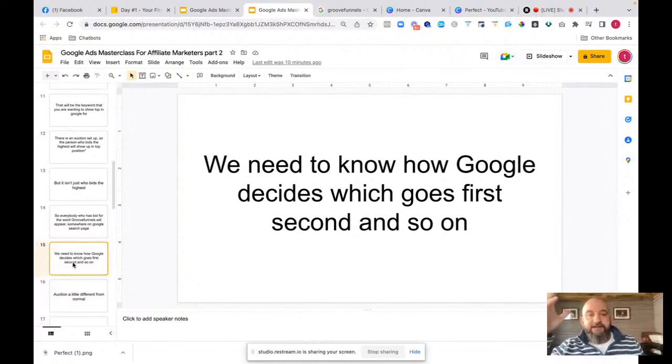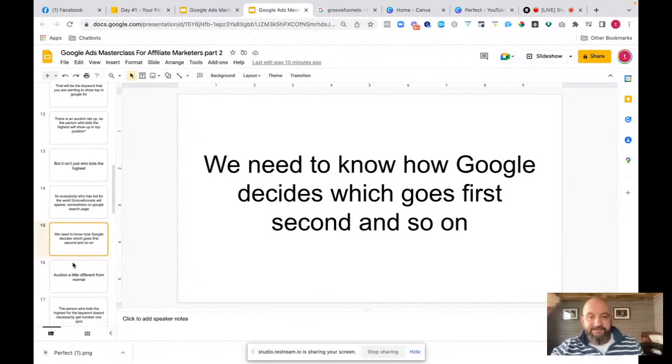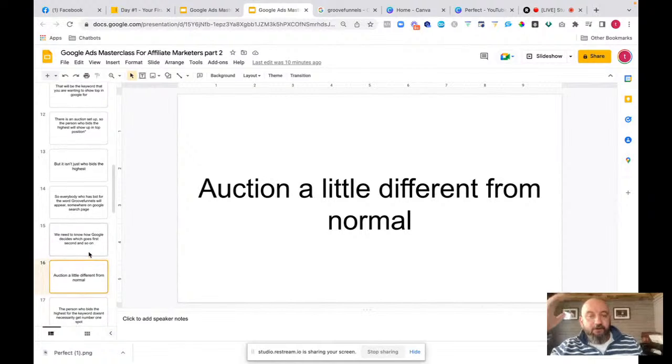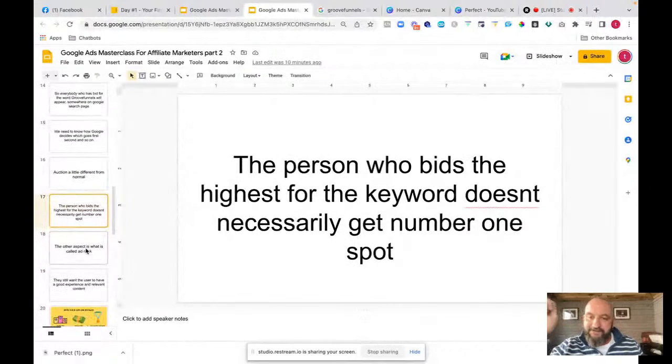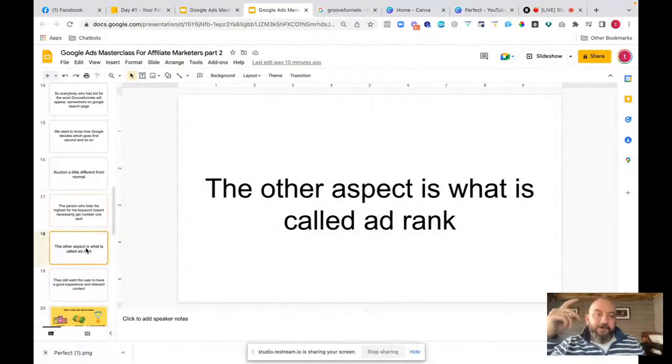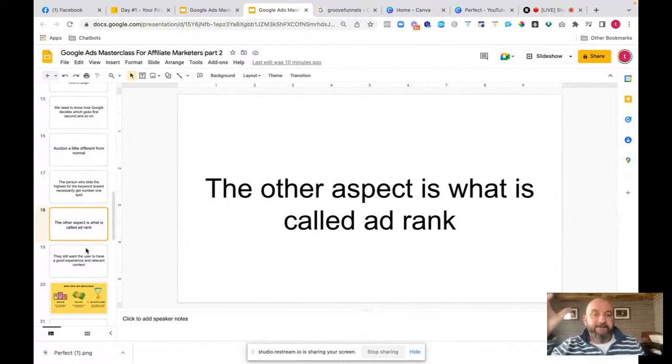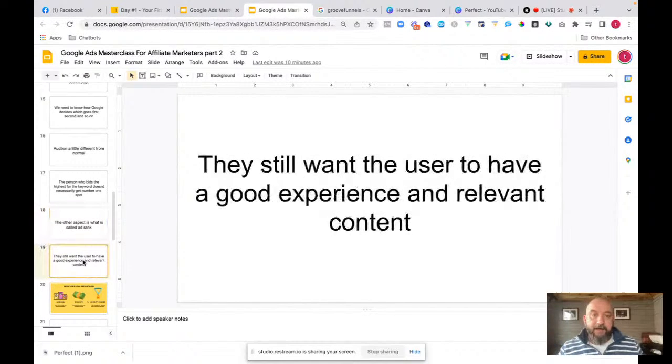So we need to work out how Google decides who goes first, second, and so on. So the auction's a little bit different from normal, and the person who bids the highest for the keyword doesn't necessarily get the number one spot. This is the key for all of your success right here. So the other aspect that they take and consider is what is called ad rank. Right now, it's something that Google puts into place on every ad that you do, and they still want your user to have a good experience and have relevant content.